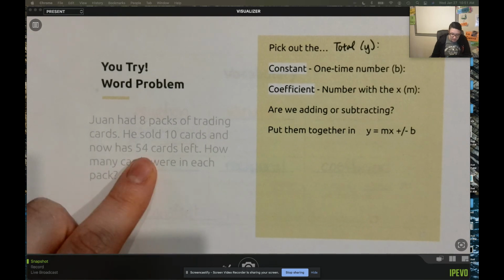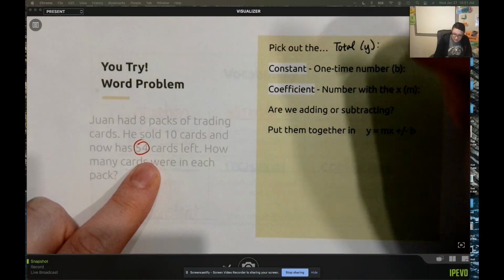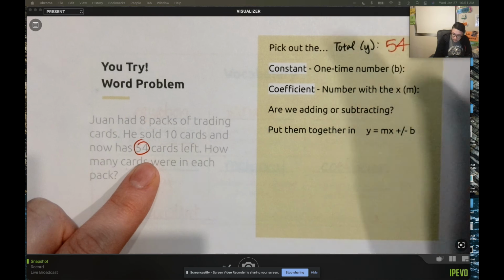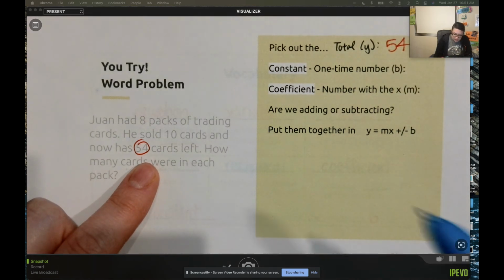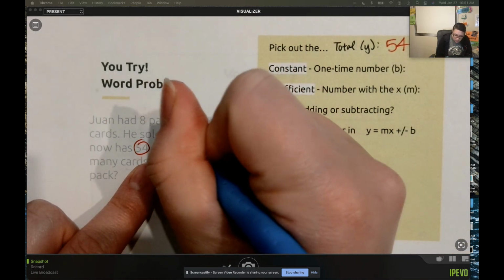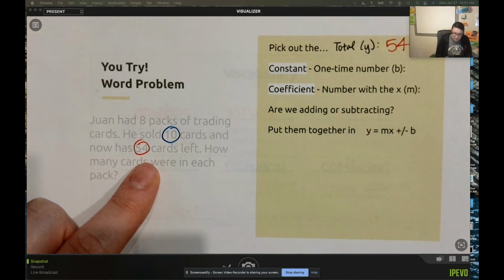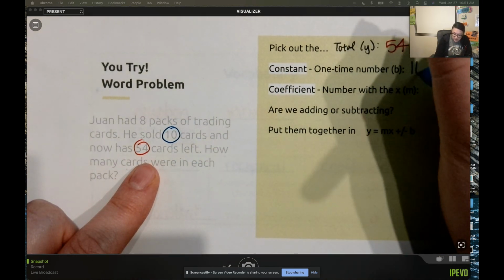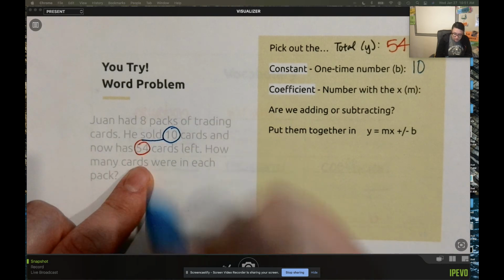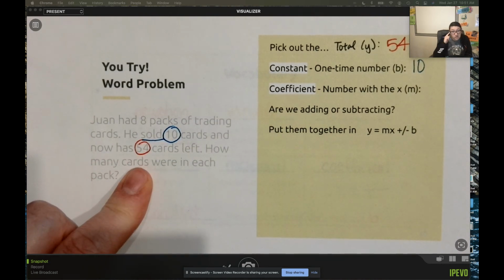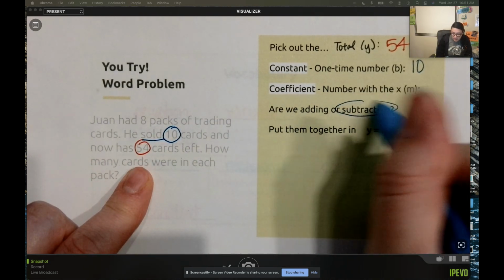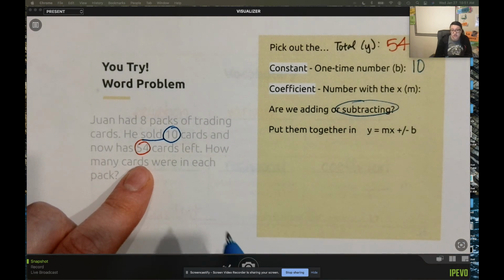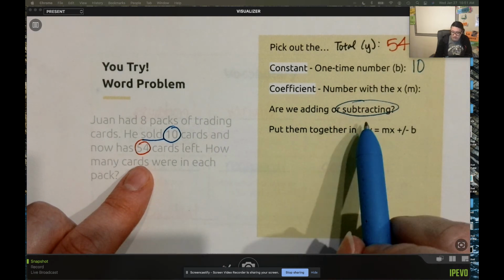In this problem, my total, Juan has 54 cards left. My constant, the number I started with, or the number that only happened one time, is 10. He sold 10 cards. That means he got rid of them. So that lets me know that I'm going to be subtracting here. Juan lost cards. He sold them. He got rid of them. So I need to subtract.